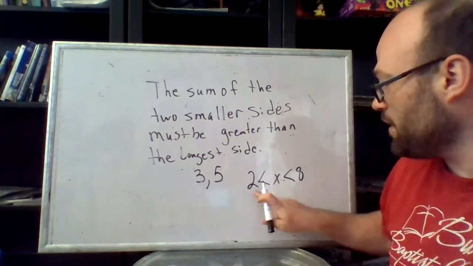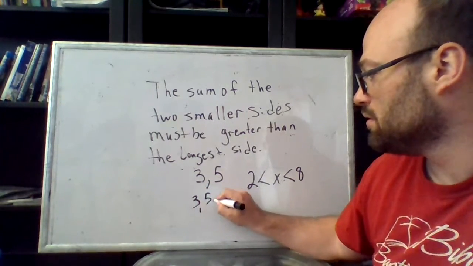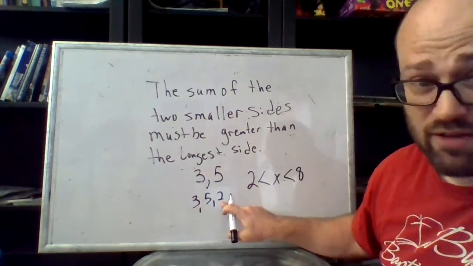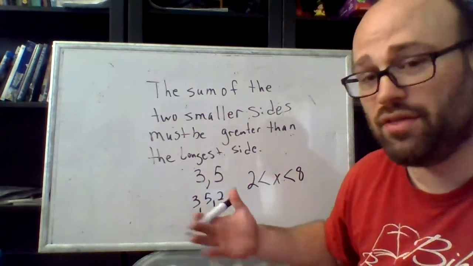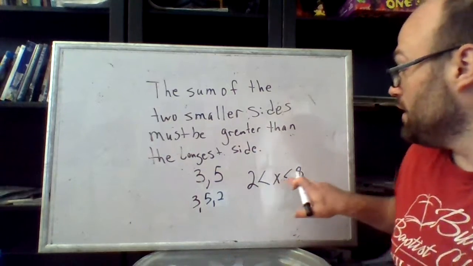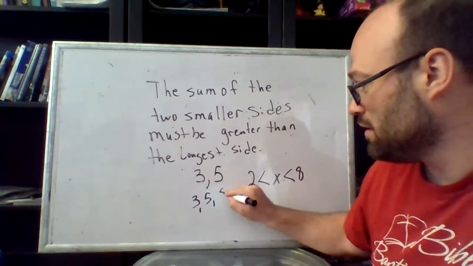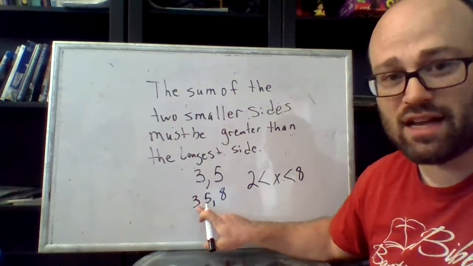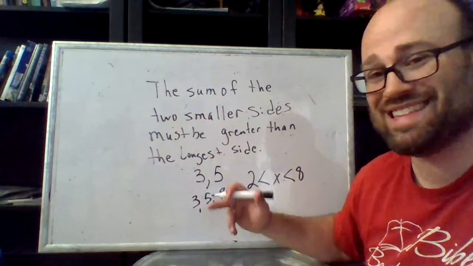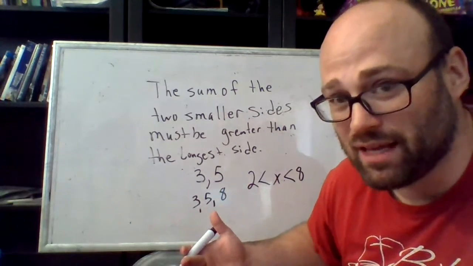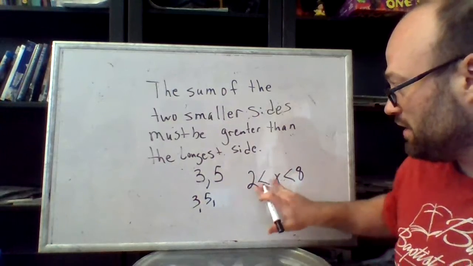And the reason why that is, if I plug 2 in here and I say this is a 3, 5, 2. Well, if I take my two smaller sides, 2 plus 3 is 5. 5 equals 5. 5 is not greater than 5. Therefore, this cannot be a triangle. Then let's say we plug in 8. Well, if we take the two smaller sides now, the 5 is one of the smaller sides. And so 3 plus 5 is 8. 8 is not bigger than 8. Therefore, that cannot work.